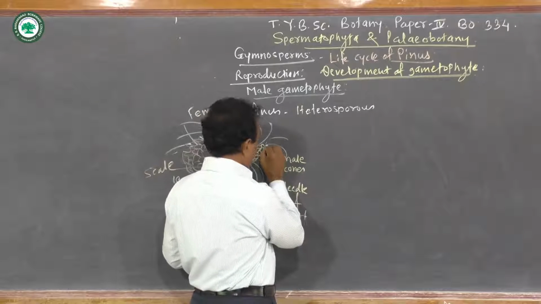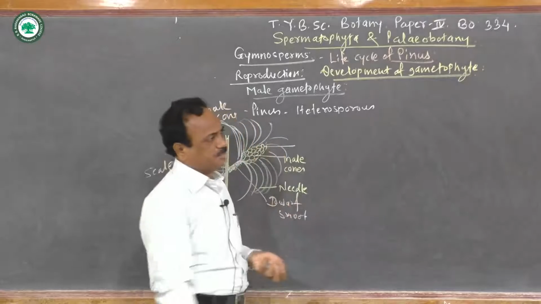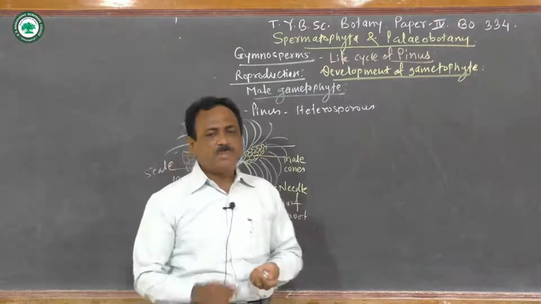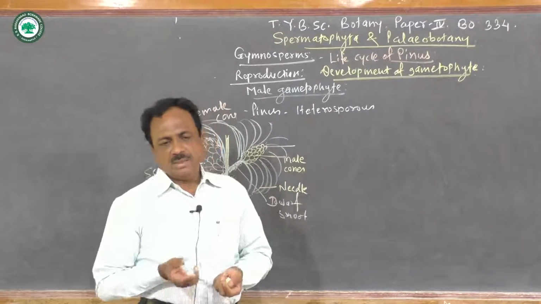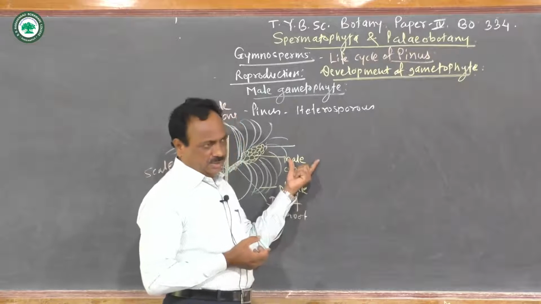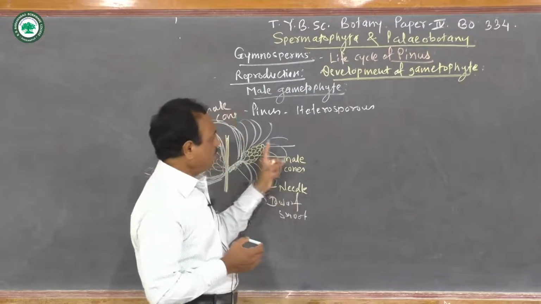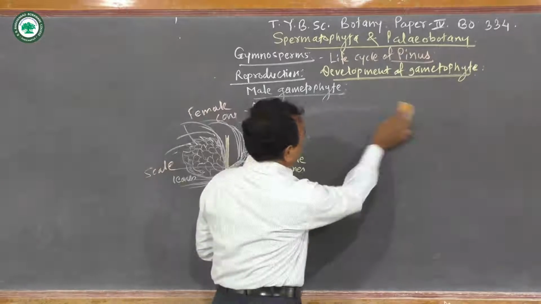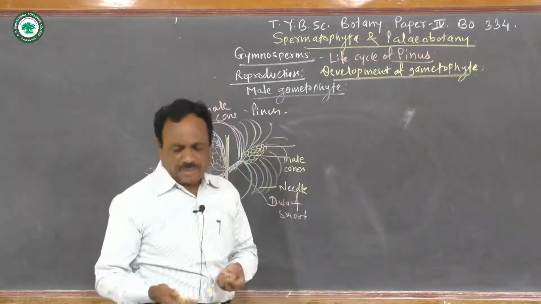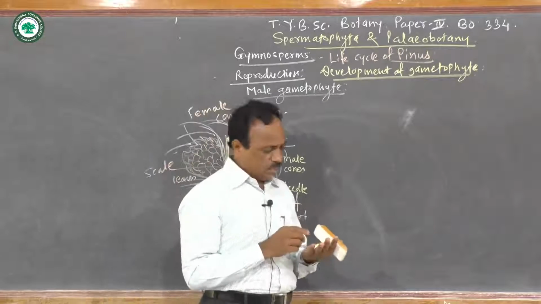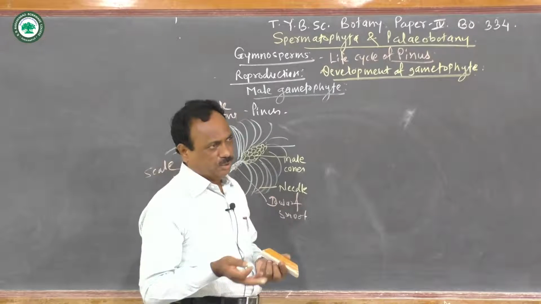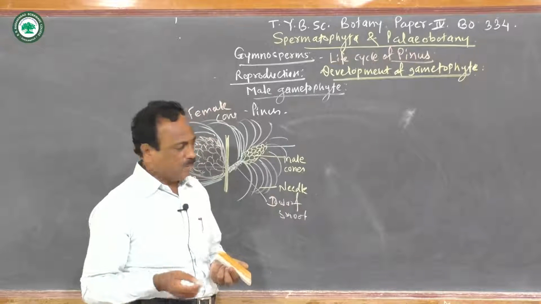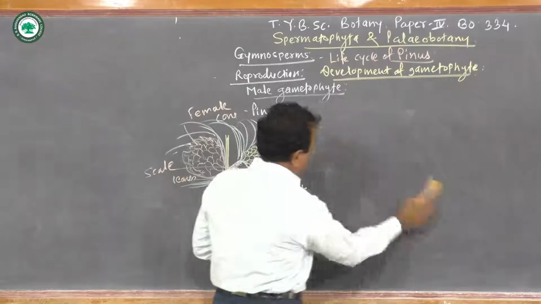Now when these male cones become mature, later on they produce microspores or pollen grains. After the maturity of the microsporophylls, microsporangia are present. These microsporangia later on dehisce, and all the pollen grains come outside.